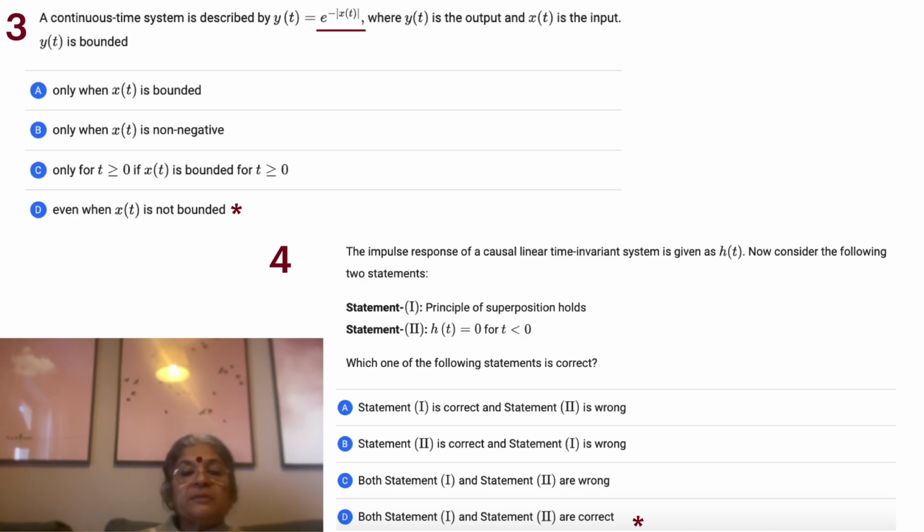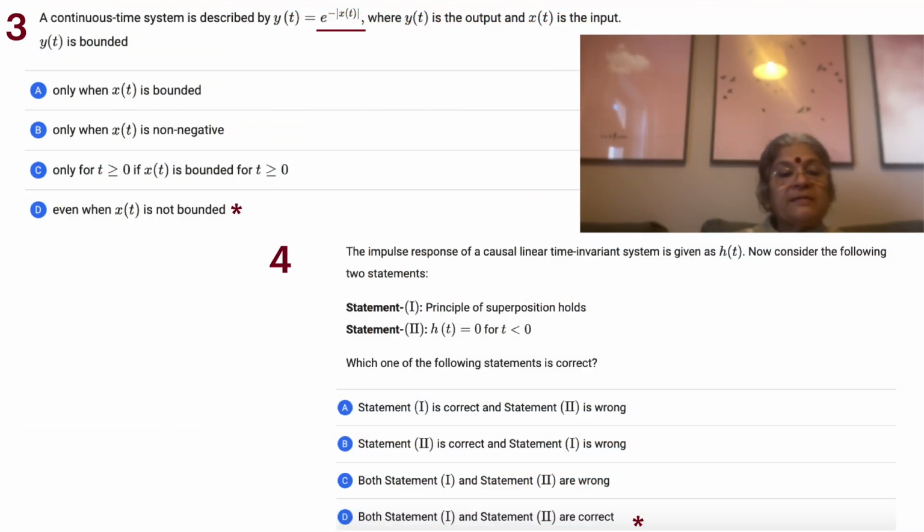A continuous time system is described by y(t) equal to e raised to minus the absolute value of x(t), where y(t) is the output and x(t) is the input. y(t) is bounded only when x(t) is bounded? No, because even if x(t) is not bounded, even if x(t) is infinity, we know that e raised to minus infinity is 0. Only when x(t) is non-negative? No, because the negative part has been taken care of.